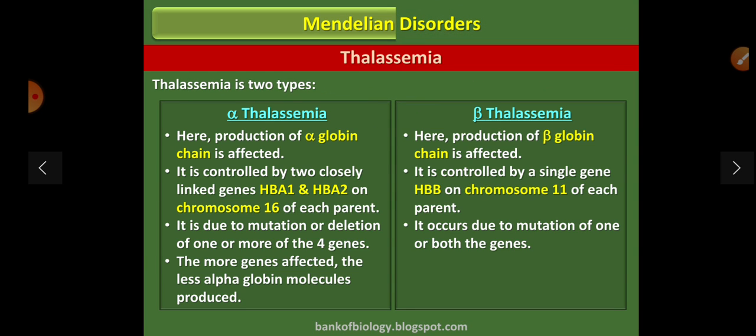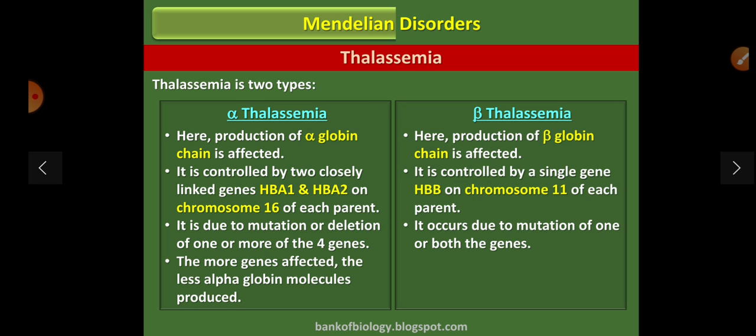Now thalassemia is of two types, alpha and beta. In alpha, the production of the alpha globin chain is affected. In beta, the beta chain is affected. Alpha thalassemia is controlled by two closely linked genes, HBA1 and HBA2, on chromosome number 16 of each parent, whereas beta thalassemia is controlled by a single gene, HBB, on chromosome number 11.